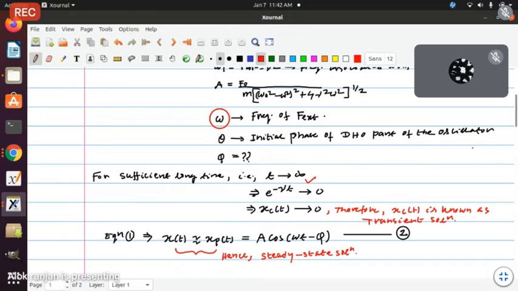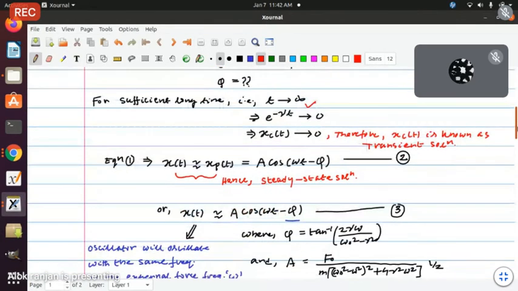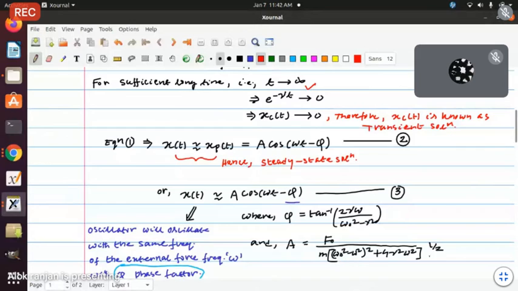That means there is nothing more to evolve, right? So therefore it's called steady state solution. So in equation 1, the solution can be approximated to only the particular solution, which is A cosine(omega t minus phi). And as I said, this solution will remain forever and it won't decay over time. Therefore, it's a steady state solution or equilibrium solution. And what is A? A is F naught over, this is 1 here.